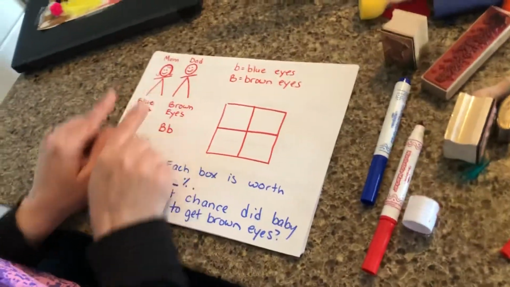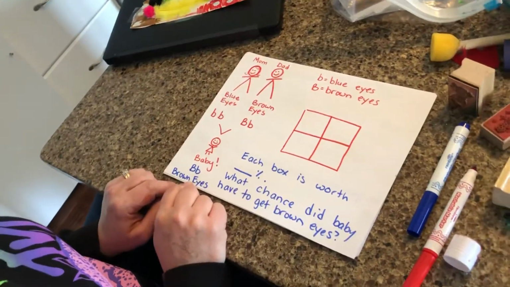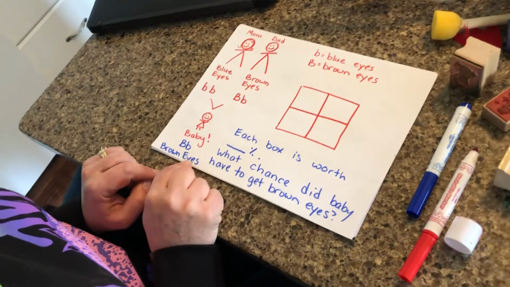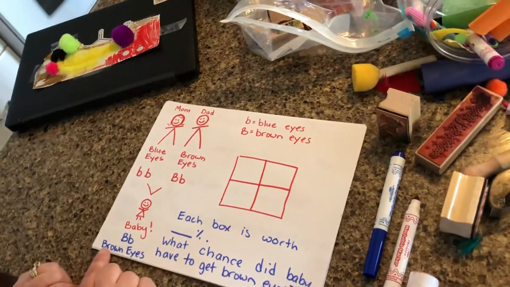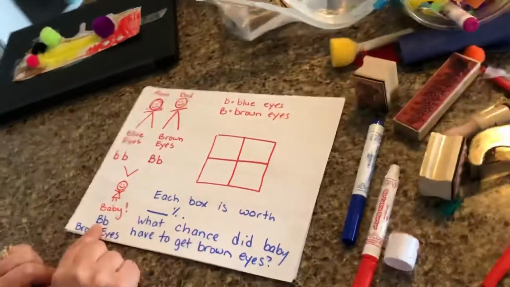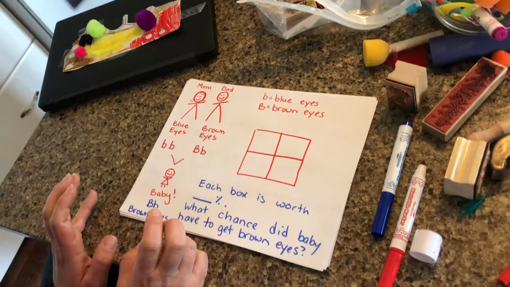Well, this mom and dad have a baby. Here's the baby. I'm going to tell you right now, the baby has brown eyes. That's the phenotype. So when we say phenotype, that means the color of the eyes. The genotype of the baby is big B, little b. I'm going to show you kind of how that could be.